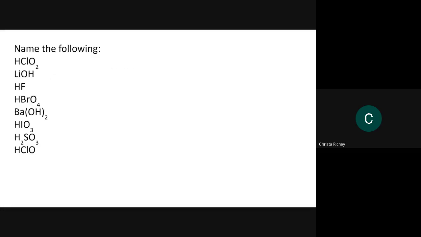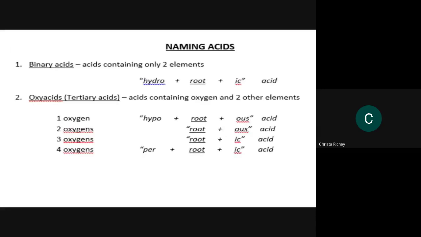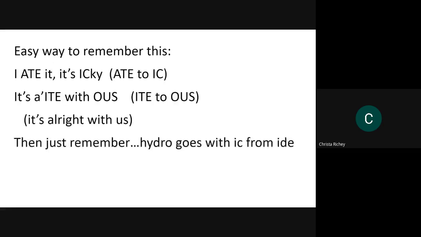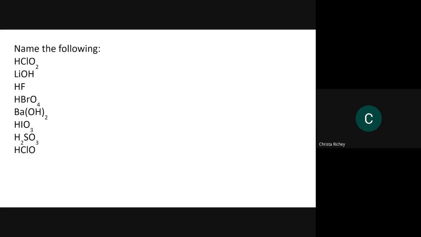All right, naming. You can do this two ways. You can either do their rule, and their rule was if it had two oxygens, it's root-ous acid, which does work. But you can also look this up on the poly chart, and this is chlorite, and ite becomes ous. So this is chlorous acid.